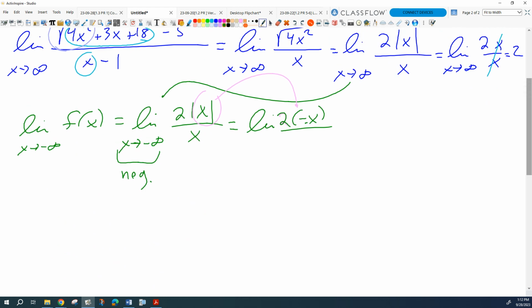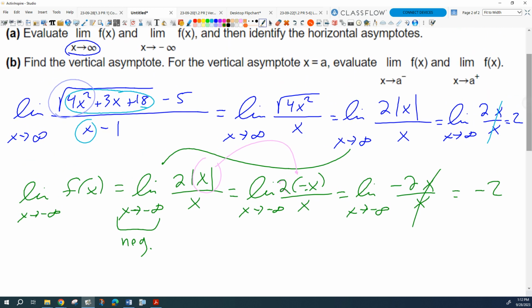What's on the bottom? X. Okay, well that's equal to the limit of negative 2x over x as x approaches negative infinity. Well, the x's cancel. What do I get? Negative 2. Okay, that really shouldn't surprise us because let's focus on this thing for a second. Let's think about this in a different way that's completely consistent.